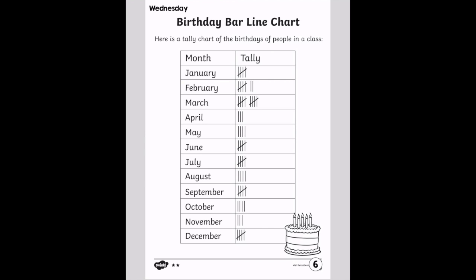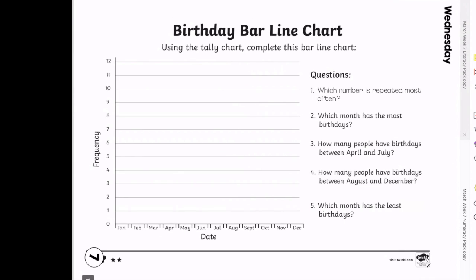So here we have our tally chart of the birthdays of the people in a class. We have all the months listed, January to December, and the tally marks represent how many children in the class have a birthday in that month. So you're going to use this information. You're going to go on to the next page, and you're going to plot the data onto the bar graph. So using the tally chart, complete this bar line chart.